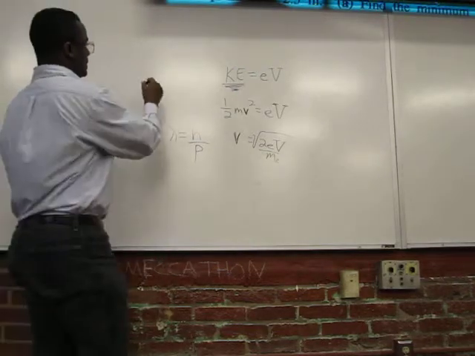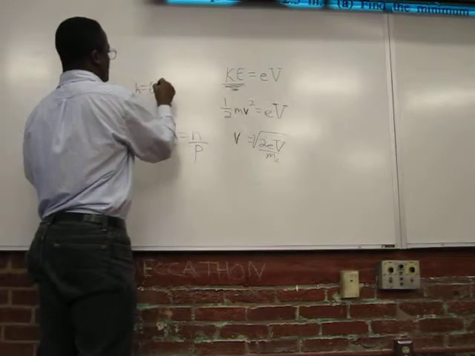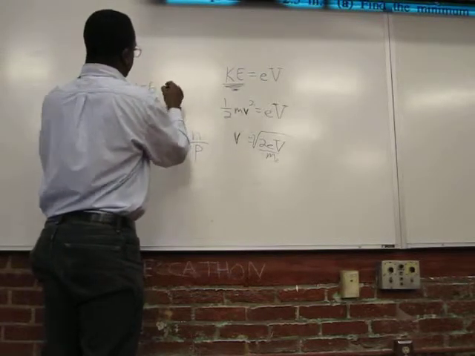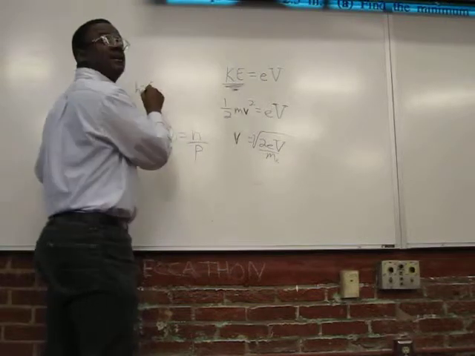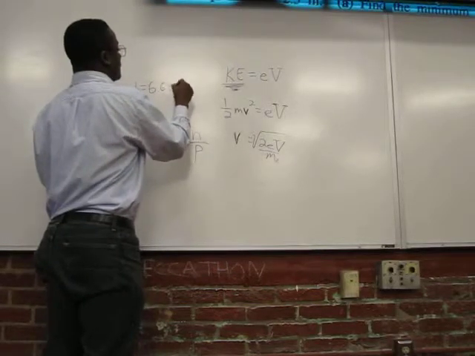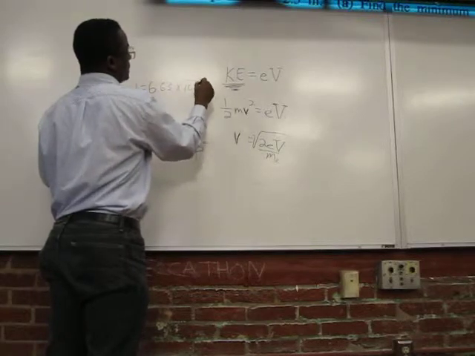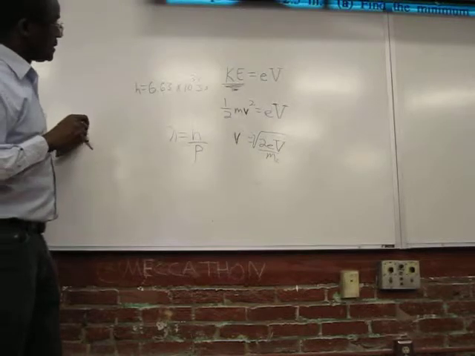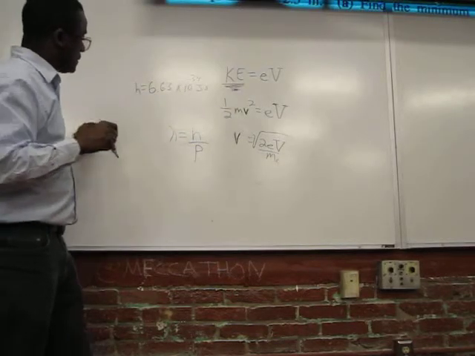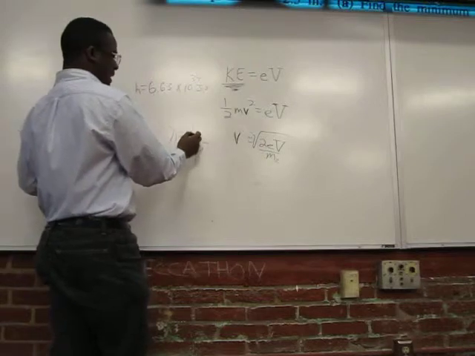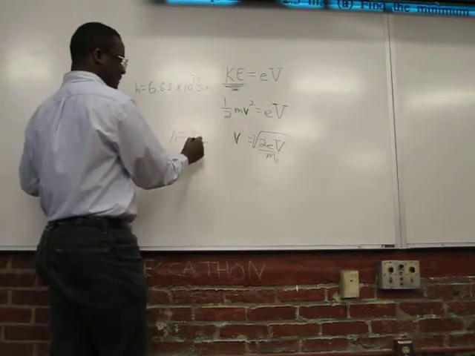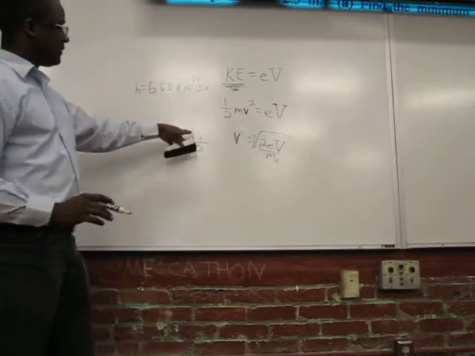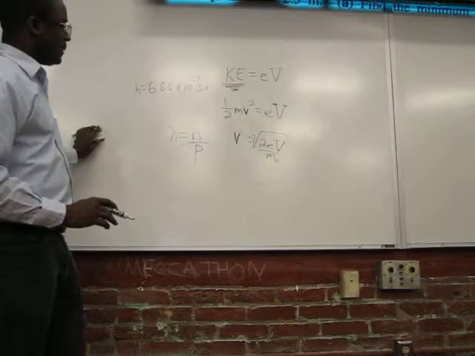Planck's constant is just h equals 6.63 times 10 to the negative 34 joule seconds. Okay? Yes, units of action. So it's just a constant, and this is your de Broglie wavelength, and this is your momentum. And once you find your momentum, you're done, because all you have to do is divide h by your momentum, and you'll get your de Broglie wavelength.